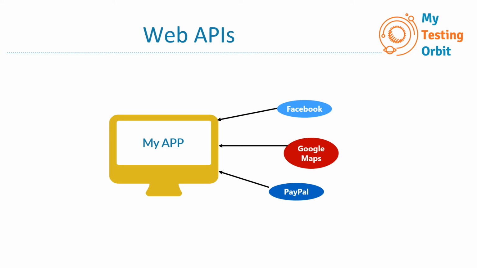Okay, so this is the same image which we discussed in the last session as well. If we take again an example of an application known as My App, what's happening here is that the Web API takes requests from different types of client devices like laptop, mobile, etc., and then sends them to the web server to process it and returns the desired data to the client. Here we are using different web APIs like Facebook, Google Maps, and PayPal, and then they are returning all the desired data to the client.